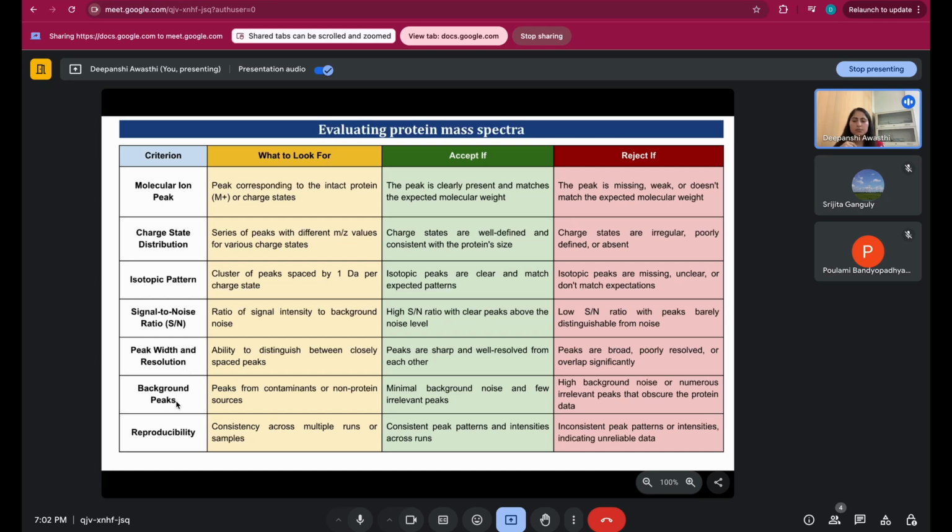Then come the background peaks. Background peaks are the peaks other than the residue peaks, because there could be some contaminants or known protein sources present, and due to this contamination you will observe certain peaks. So you should ignore those peaks. If there is minimum background noise or there are few irrelevant peaks, then you can consider that spectra.